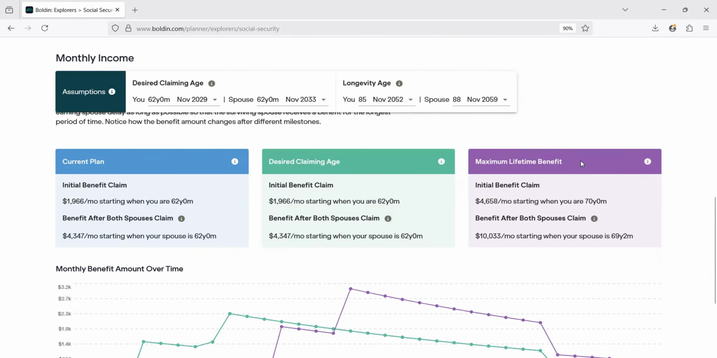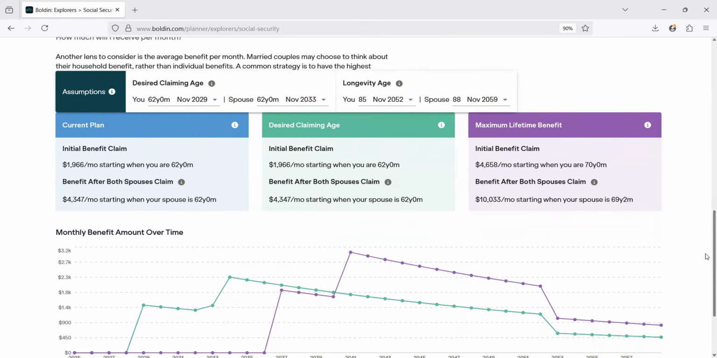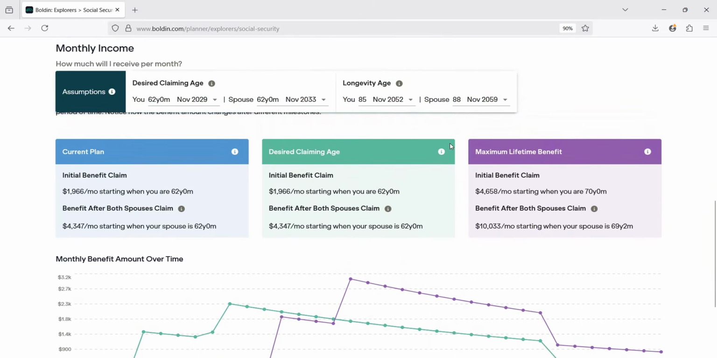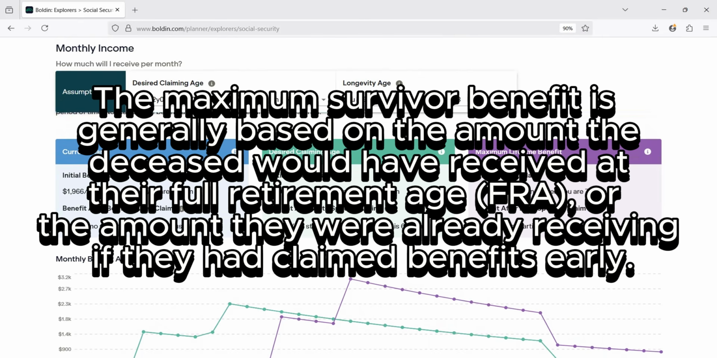Your maximum lifetime benefit after both spouses claim on this part is over $10,000. That is a huge difference, and why they're saying that will definitely maximize your output. However, remember, you're living to 85 and 88. So obviously, if the older person dies before 70, this would not be the case.